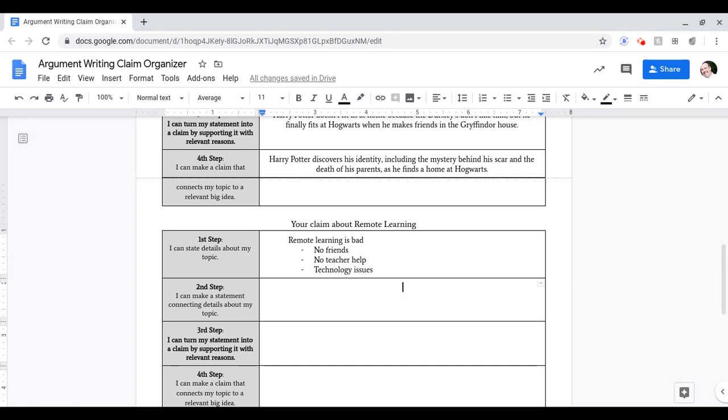And then down here becomes the evolution of that. So this is where they talk about that because thing. So it might be something in regards to because I enjoy spending so much time with my friends during the day, remote learning is bad because I can't.